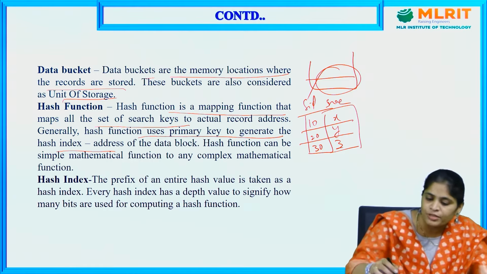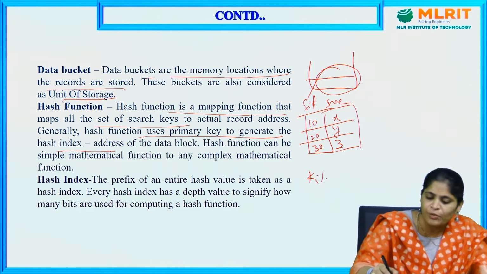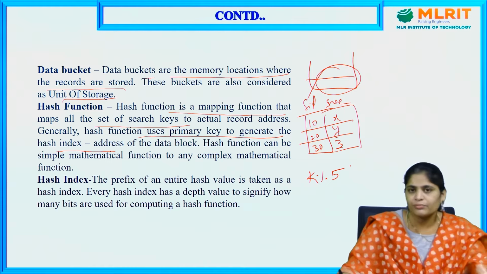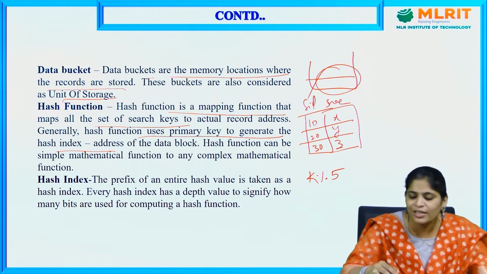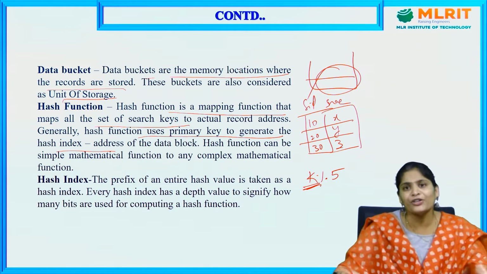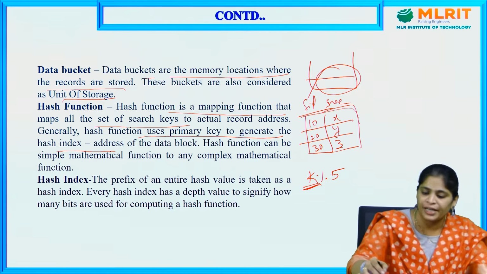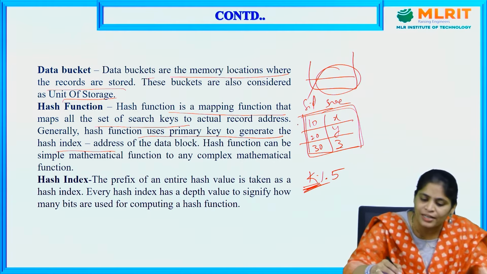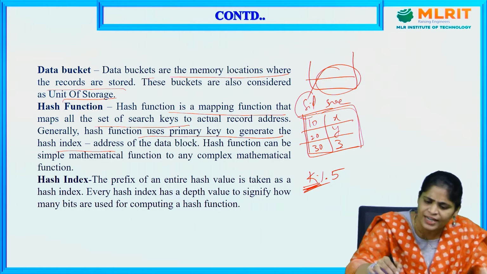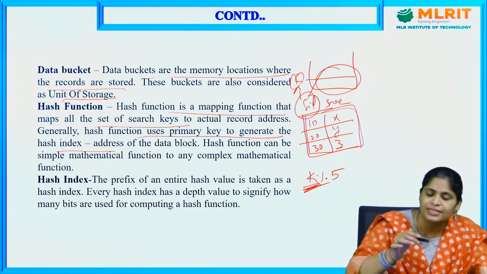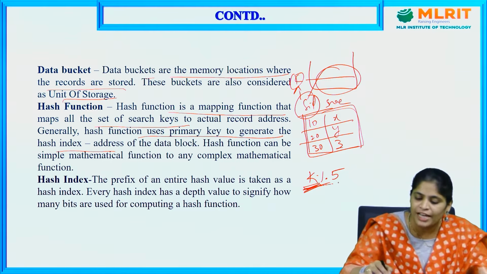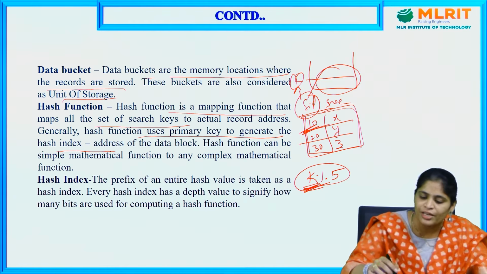Let us suppose I take the hash function as k modulo 5. Okay, k modulo 5. What is k here? It is any kind of key. That means whatever the key attribute I am going to take, that attribute can be considered as k here. Let us suppose SID is the key attribute. So what will be the hash function? K modulo 5.